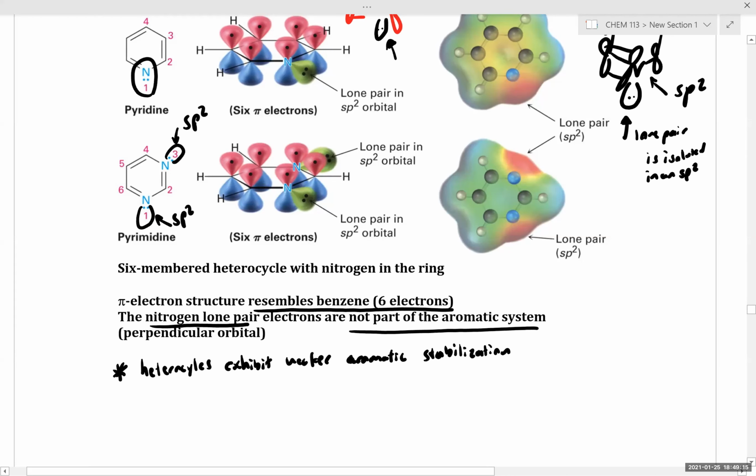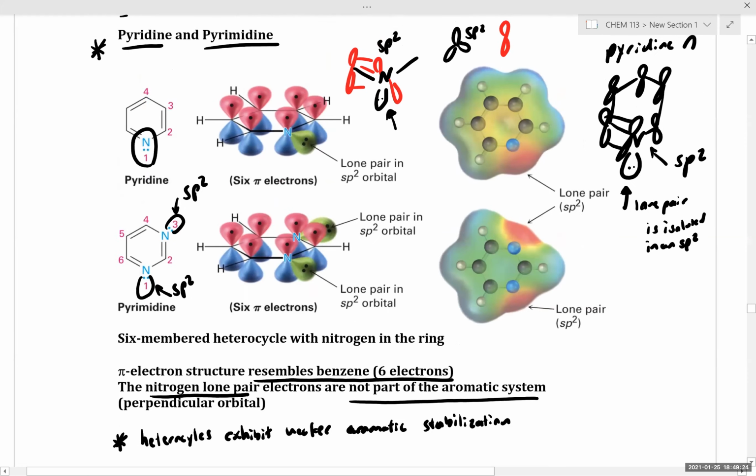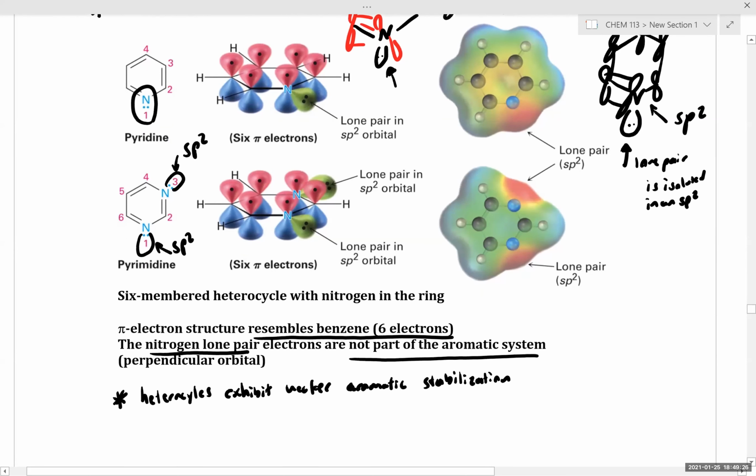And it has to do with the fact that nitrogen's orbital energies are a little bit different than that of carbon. Any questions on pyridine and pyrimidine?